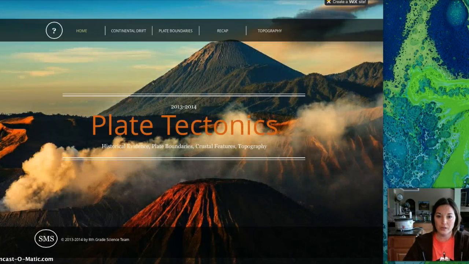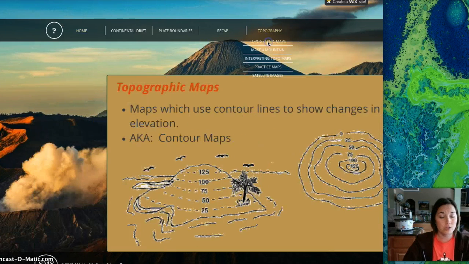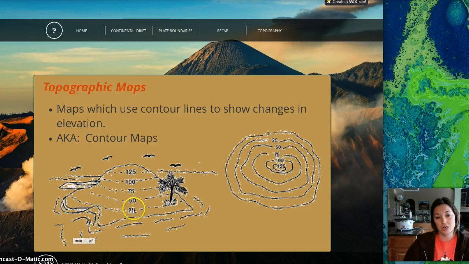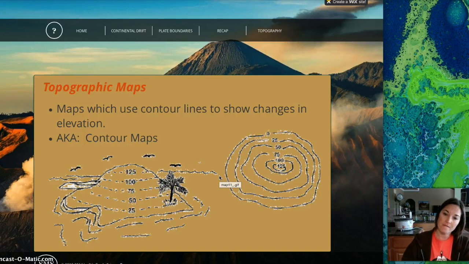So let's get started with what a topographic map is, because a topographic map is a map that uses contour lines to help show changes in elevation. You will also hear us refer to them as contour maps because again they use contour lines. And so this is an example of a landscape feature. It's an island, as you can see, and the elevation of this island changes. It goes up to just above 125, we'll say feet, 125 feet above sea level. This over here on the right hand side would be a topographic map of that landscape feature, of that island.